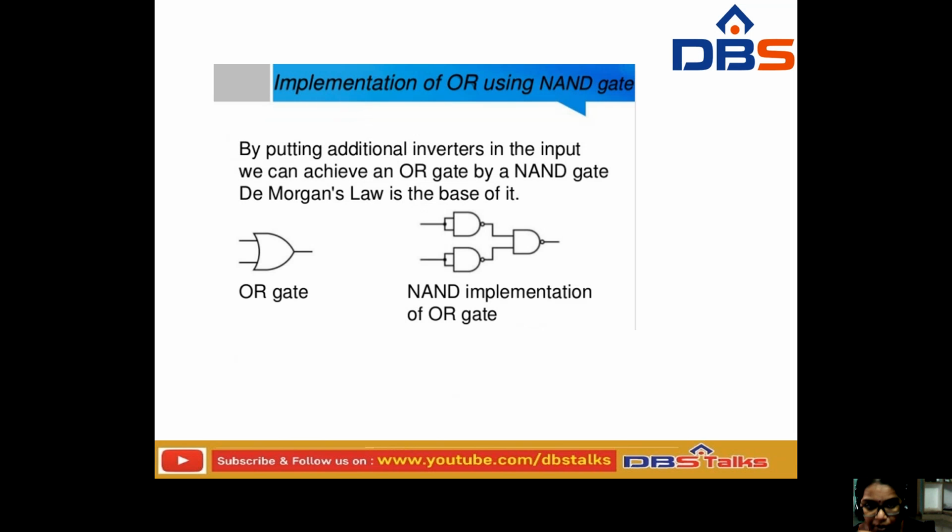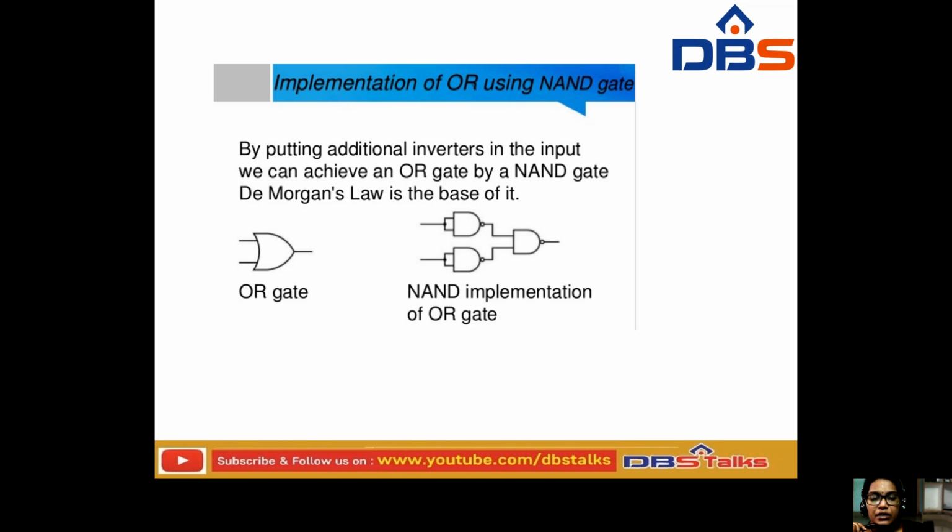See how we are going to implement an OR gate using the NAND gate. By putting additional inverters at the input, we can achieve an OR gate with NAND gates. This is basically done by using De Morgan's law itself.